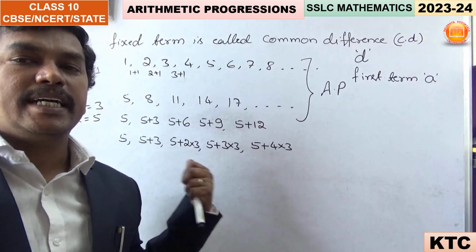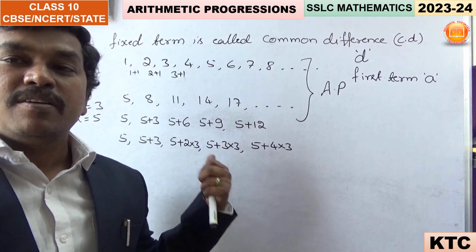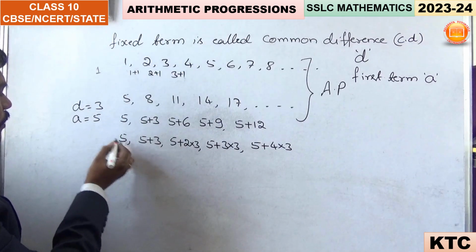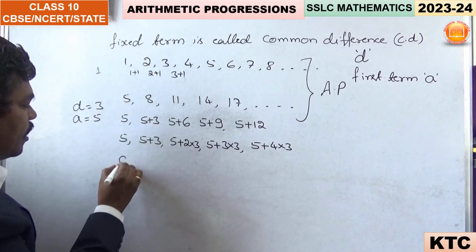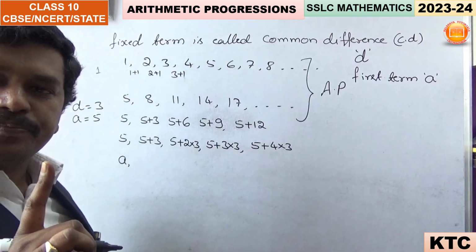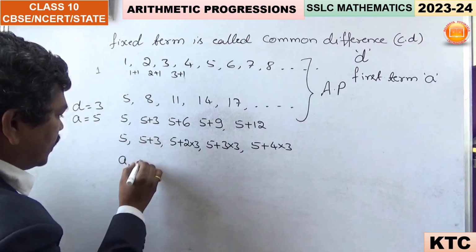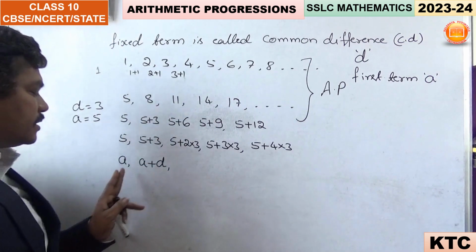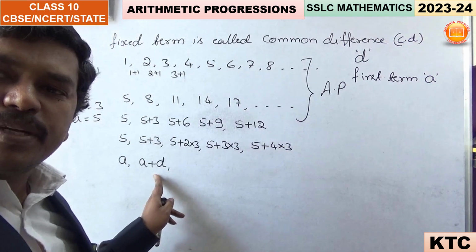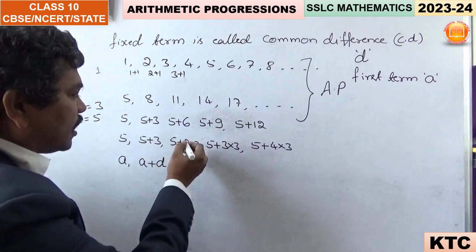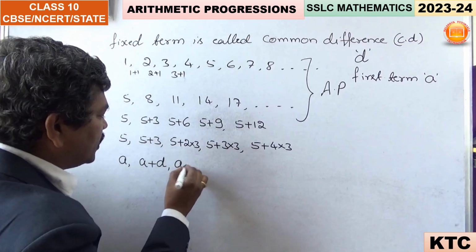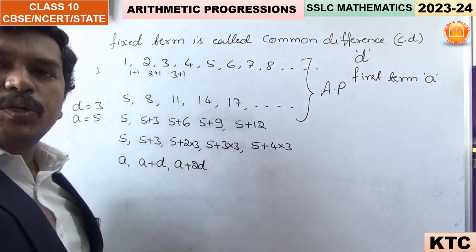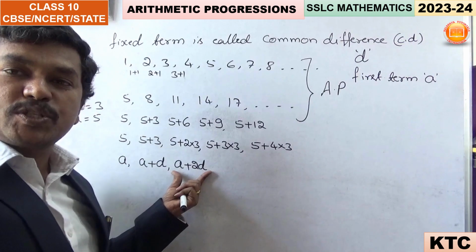So now we write the general form by using the first term and the common difference. Here you observe, 5 is the first term. We write a as the first term. Then here you observe, a is here, plus 3 means that is d. It is the first term a and the second term is a plus d. And now coming to the third term, this is the first term and 2 into d, the third term is a plus 2d.